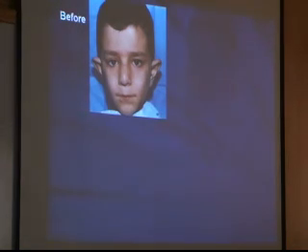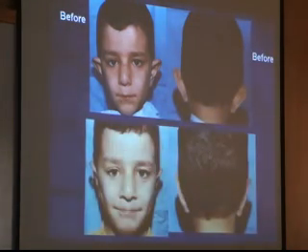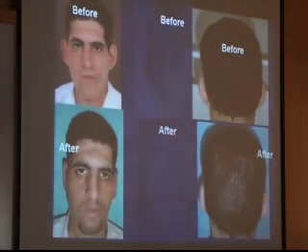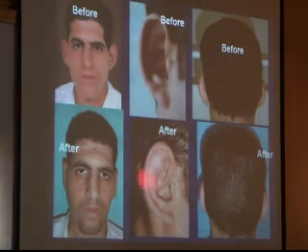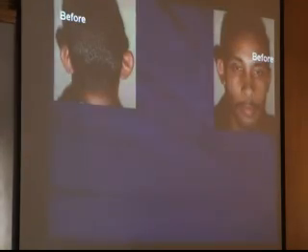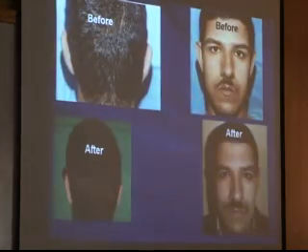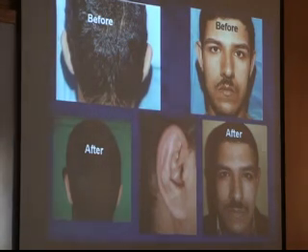Some cases: this is before, you see the protrusion here mainly in the upper third, and post-operative. Another patient, we see the loss of the antihelical fold, and post-operative after reconstruction. See the protrusion from the occiput. Loss of the antihelix. Now the two crura and the antihelical fold, and you see the smoothness of the antihelical fold. Before and after.